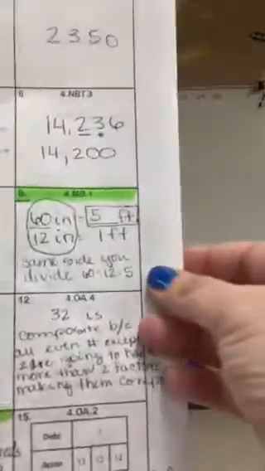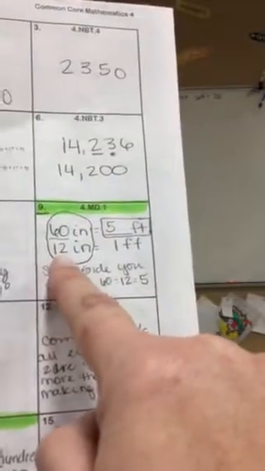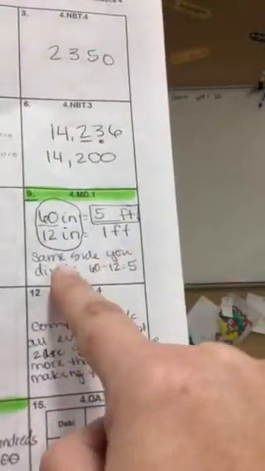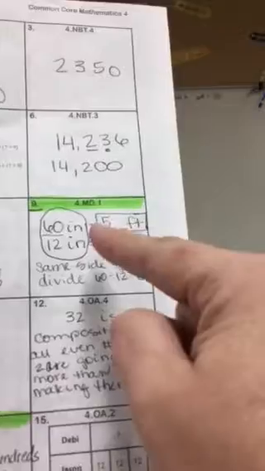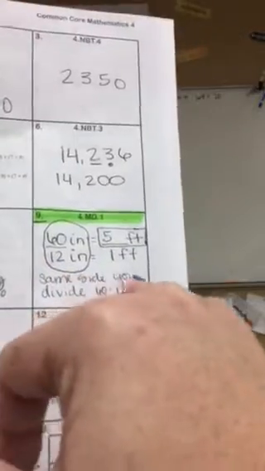On this one, you're converting between inches and feet. So whenever I was telling them, just make sure that we know that there's 12 inches in a foot. So what we say is we set it up as 60 inches equals how many feet? And then we say 12 inches equals 1 foot.